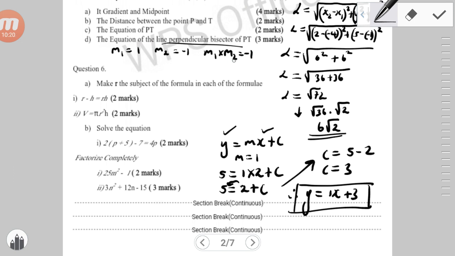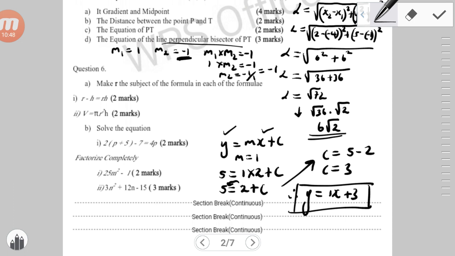And so therefore, m2 would have been the subject of the formula you're searching for by implementing 1 for your gradient here times m2, that's equal to minus 1. Then divide both sides by 1, you will end up with m2 being equal to minus 1 divided by 1, which would have been equal to minus 1. Hence why I can almost say that m2 is minus 1 without calculation.